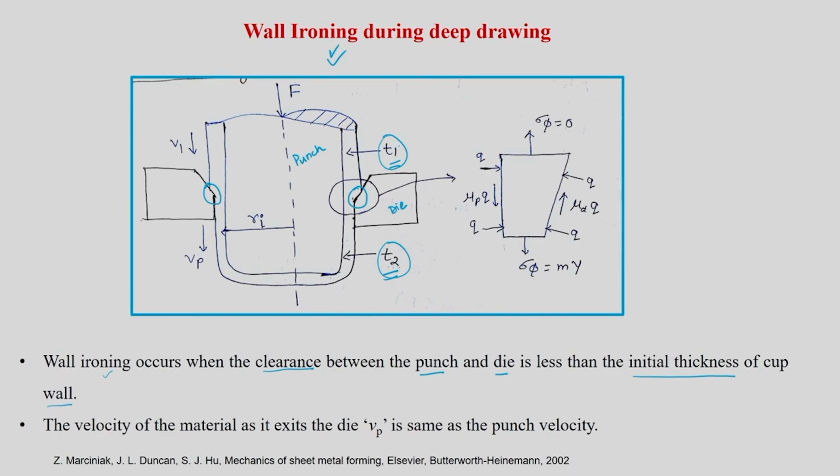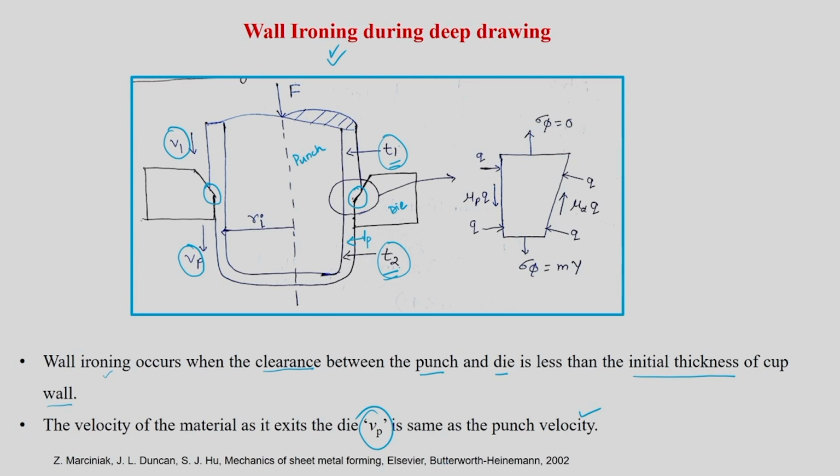Now what will happen is, suppose this material comes with V1 velocity. So it moves with V1 velocity, and at the exit you will see that the cup will go with the punch velocity only, Vp. So the velocity is not going to remain the same as V1, it is going to be Vp. The cup wall after the die, if you monitor, has a velocity that is nothing but your Vp. The velocity of the material as it exits the die, Vp, is the same as your punch velocity. Whatever punch velocity you are giving, that would be this.